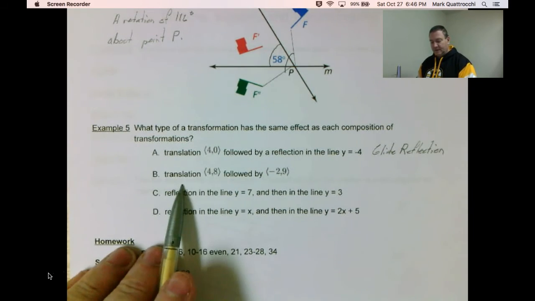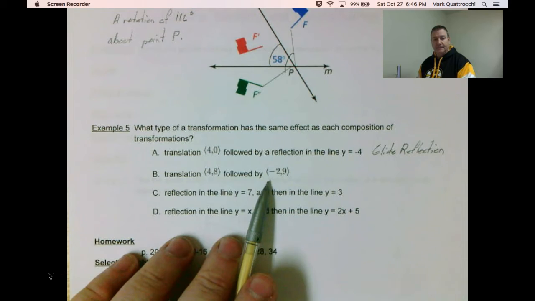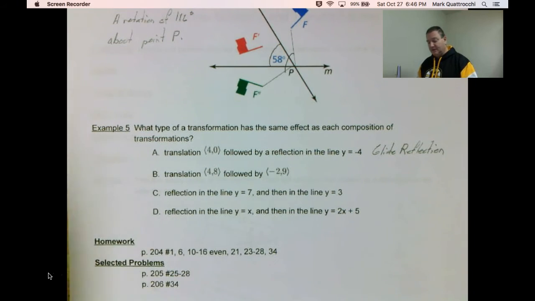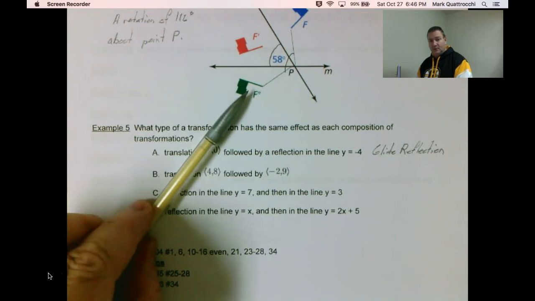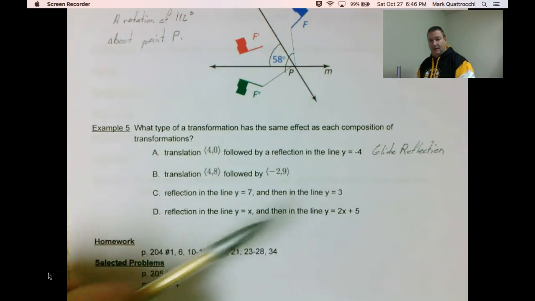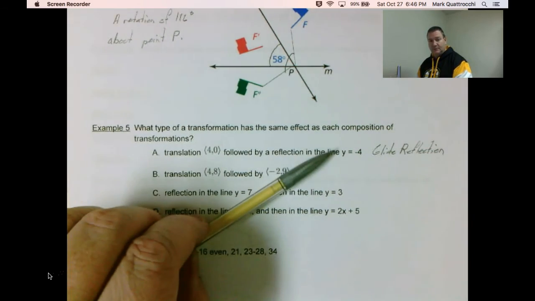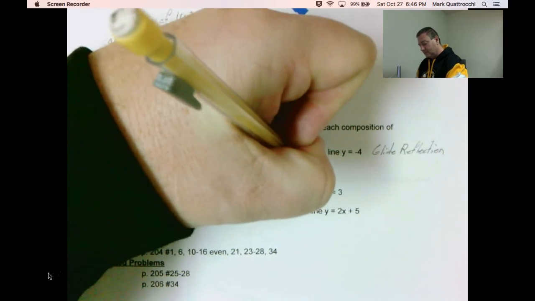Okay, here we have a translation followed by another translation. What single transformation does that? Well, instead of doing a translation this way and then a translation this way, I can do a single translation that brings me from the beginning to the end. Translation.